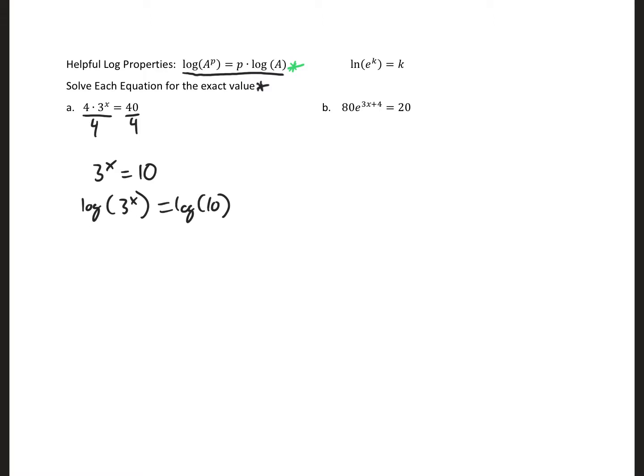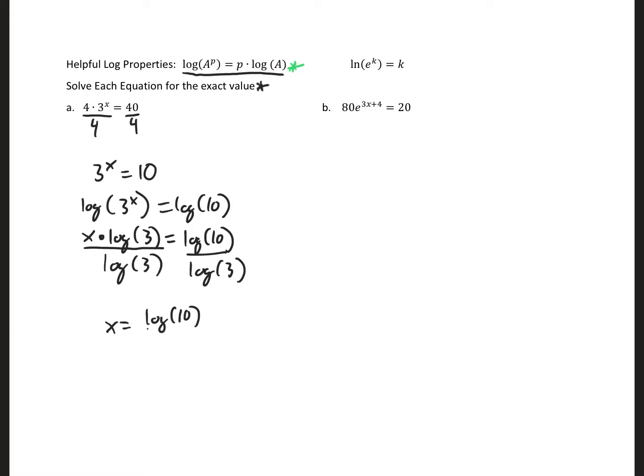That property will allow us to pull x to the front and rewrite this as x times log 3 equals log 10. So we're going to divide each side by log 3. X equals log 10 over log 3. And if you put this number in your calculator, you'll see it's just an irrational number. It's a non-repeating, non-terminating decimal. So if you're asked to find the exact value, you would leave this alone.